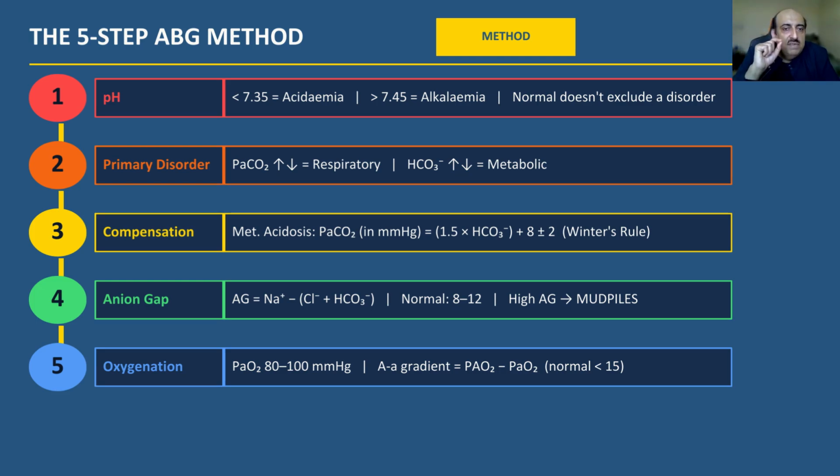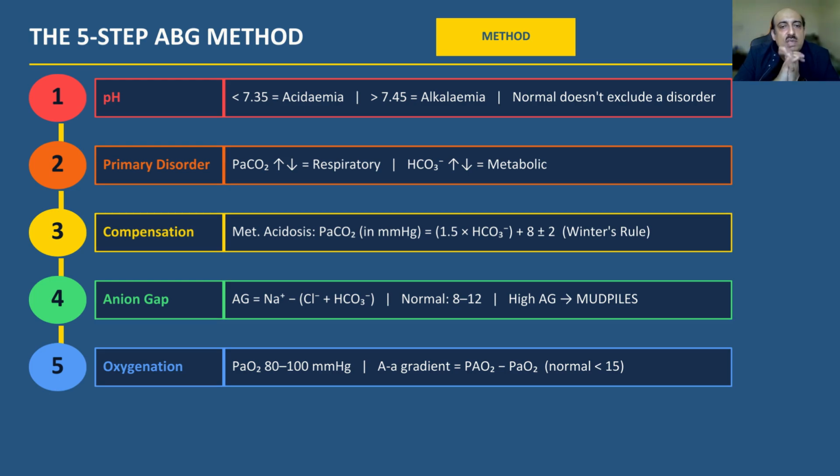Step number 3, after establishing the primary disorder, look at the compensation. And we'll come to the Winter's formula for metabolic acidosis, because in metabolic acidosis you need the CO2 adjustment, and the CO2 has to be blown off for compensation. And remember, the units should be in millimeters of mercury for the Winter's rule to apply.